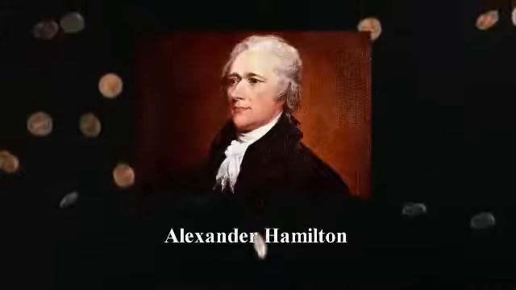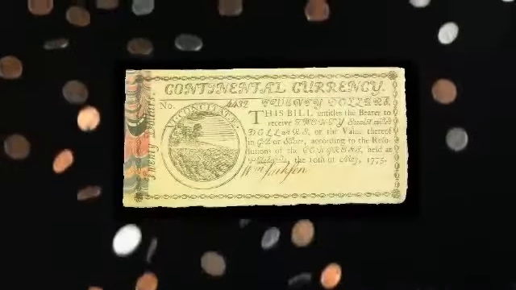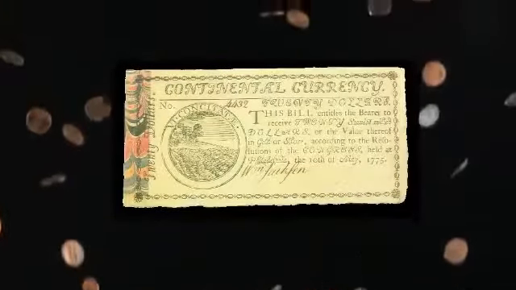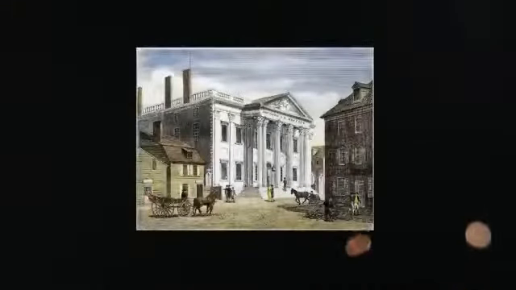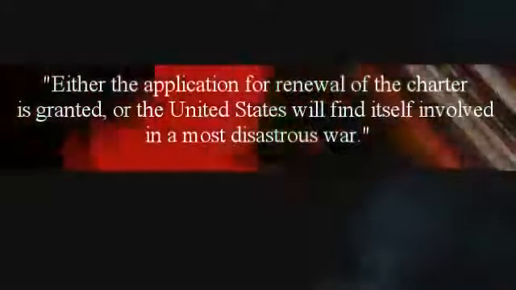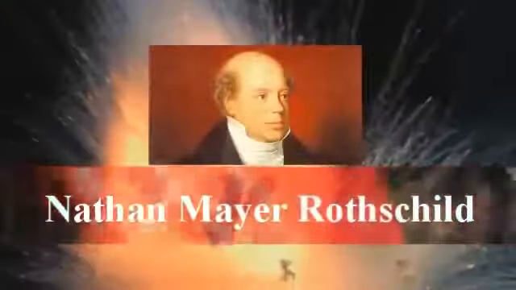This First Bank of the United States was founded in 1791, and by the end of its 20-year charter, it had almost ruined the nation's economy while enriching the bank's owners. As a result, Congress refused to renew the charter and signaled their intention to go back to a state-issued, value-based currency on which the people paid no interest at all to any banker. This resulted in a threat from Nathan Mayer Rothschild against the U.S. government. Quote, "Either the application for renewal of the charter is granted, or the United States will find itself involved in a most disastrous war."